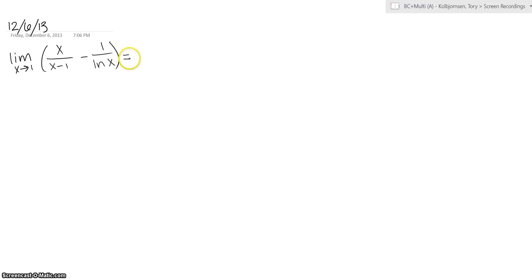So when you solve this and find the limit, you get 1 over 1 minus 1 minus 1 over the ln of 1, which gives you 1 over 0 minus 1 over 0. Which isn't one of the indeterminate forms that we talked about, so we can't use L'Hopital's rule.